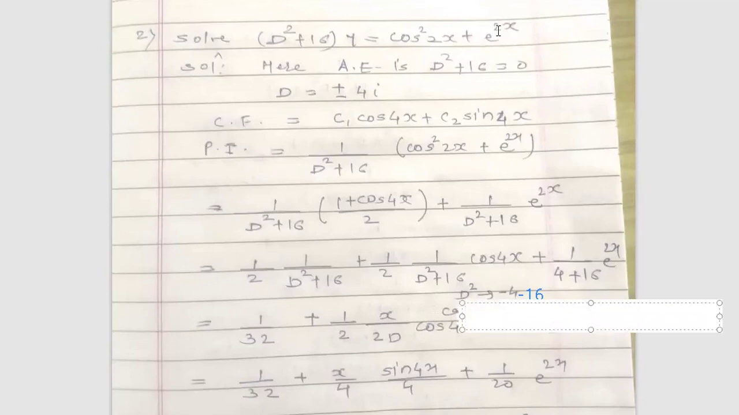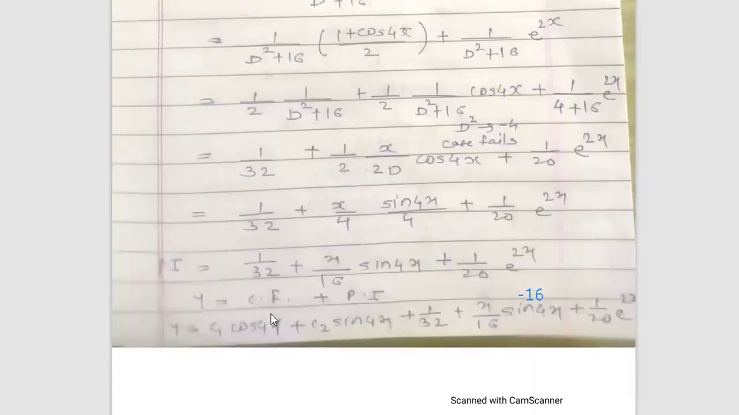It is the case of failure. So multiply the numerator by x, and take the derivative of the denominator. The derivative of d square is 2d. cos 4x, plus 1 by 16 plus 4, 20, e raised to 2x. And after simplification, we have this result. 1 by d integration of cos 4x is sin 4x upon 4. And after simplification, we have this PI. And so the general solution is y is equal to CF plus PI. This is your answer.